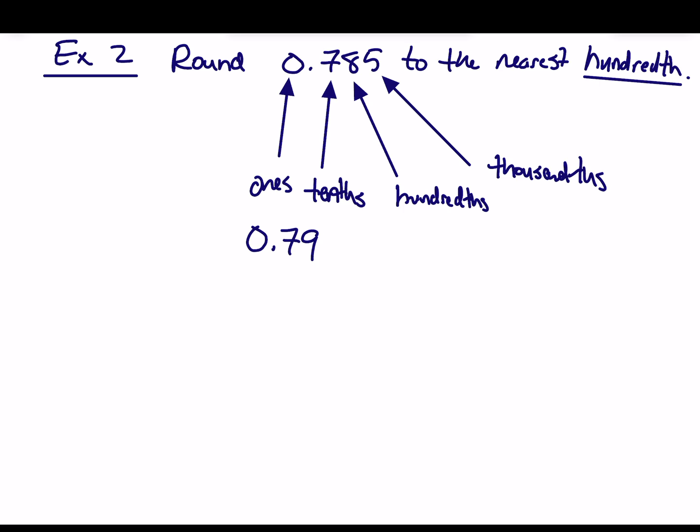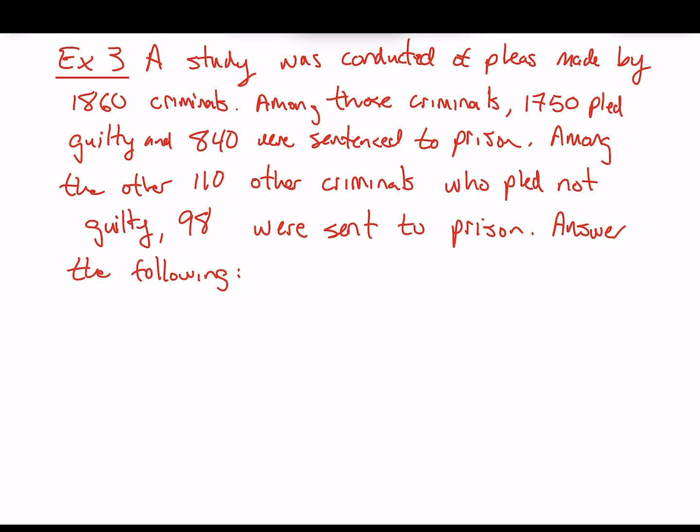So our final answer for the rounding is 0.79. Let's do another example, a word problem. Example 3. A study was conducted of pleas made by 1,860 criminals. Among those criminals, 1,750 pled guilty, and 840 were sentenced to prison. Among the other 110 criminals who pled not guilty, 98 were sent to prison.